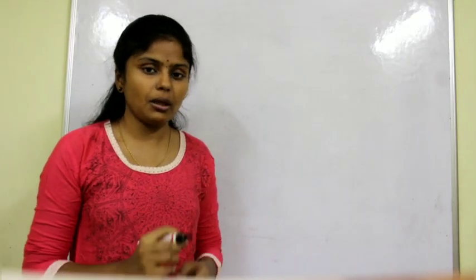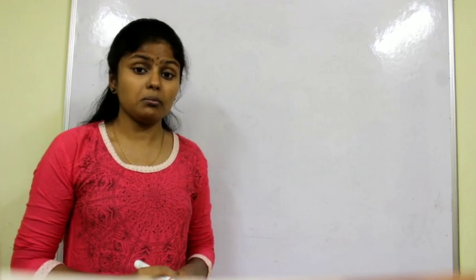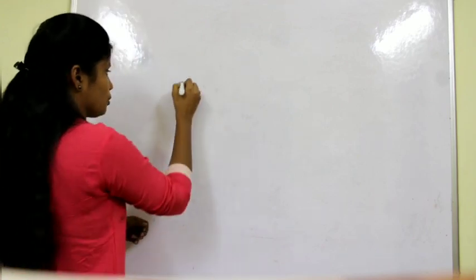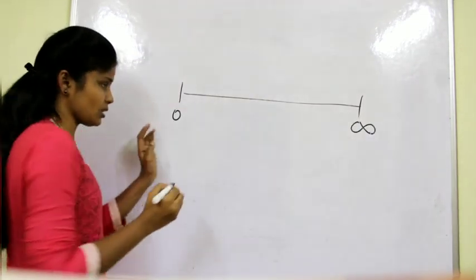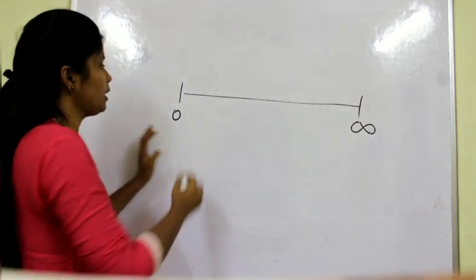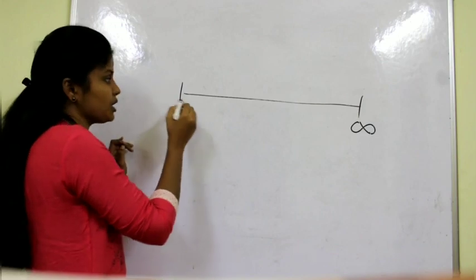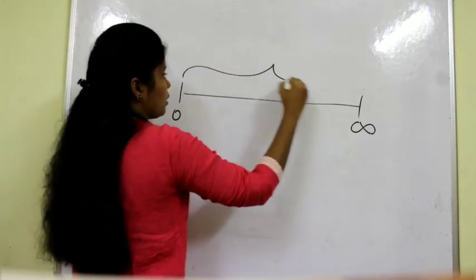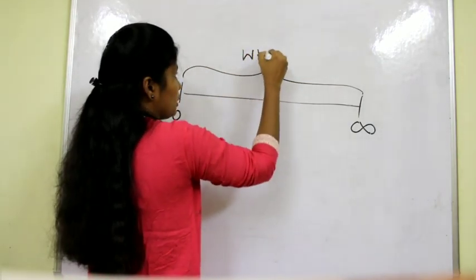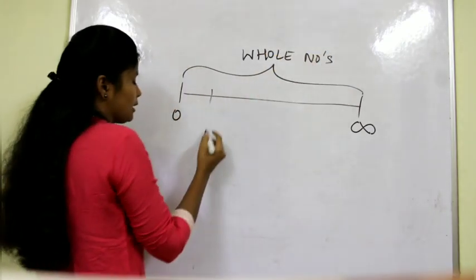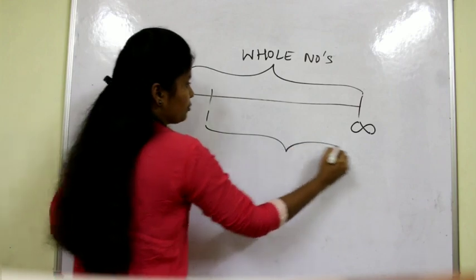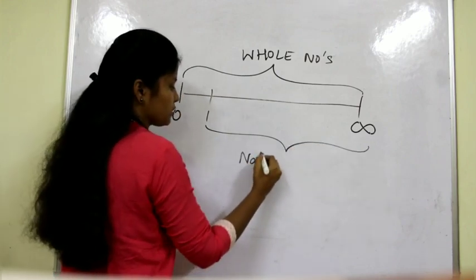We have missed out some important numbers, whole numbers and natural numbers. So in the number line, let's take the number line right from 0 to infinity. So all the numbers that are existing from 0 to infinity are your whole numbers, while the numbers from 1 to infinity are your natural numbers.